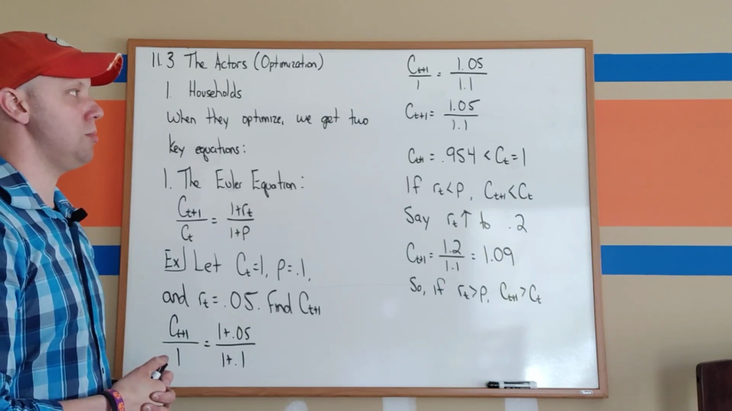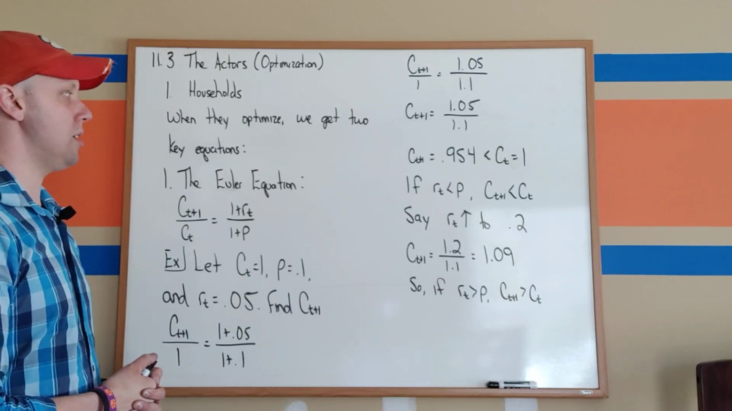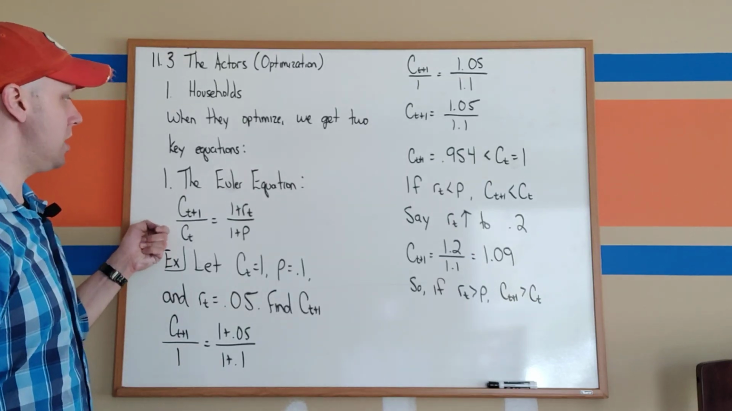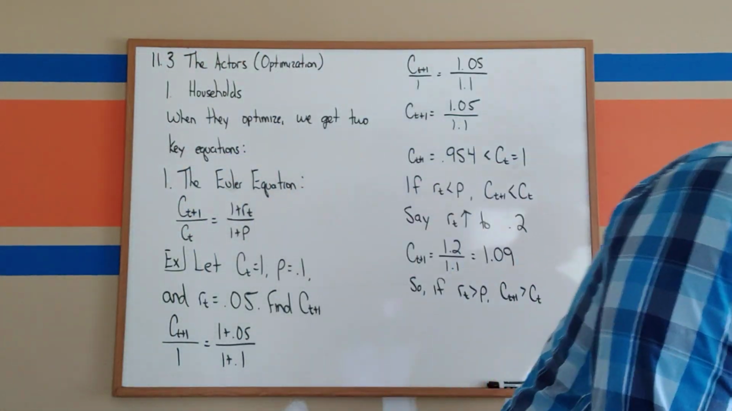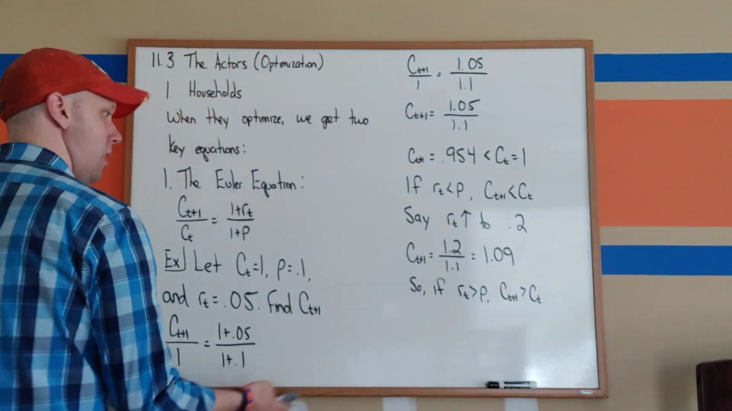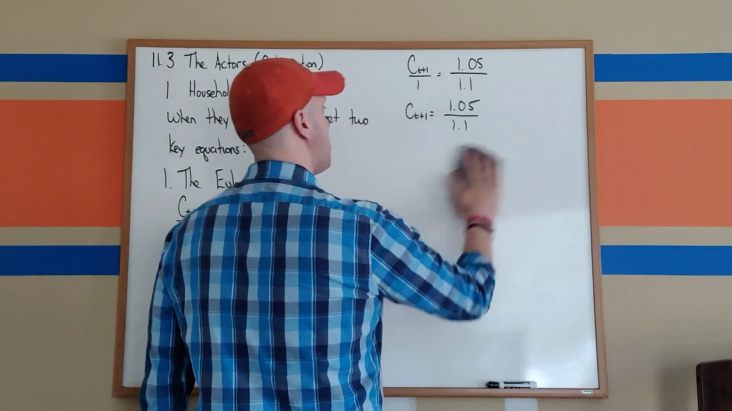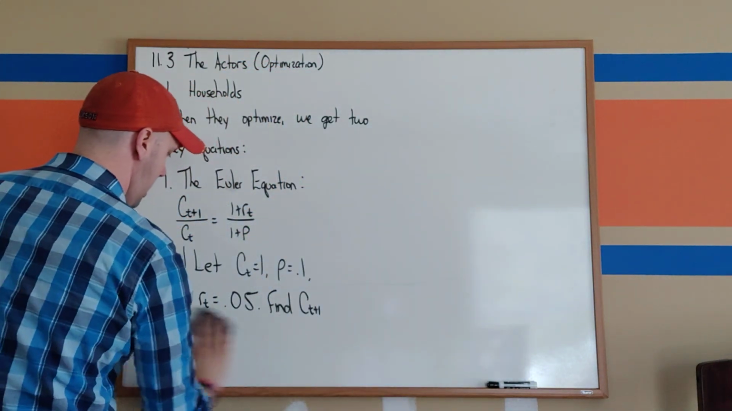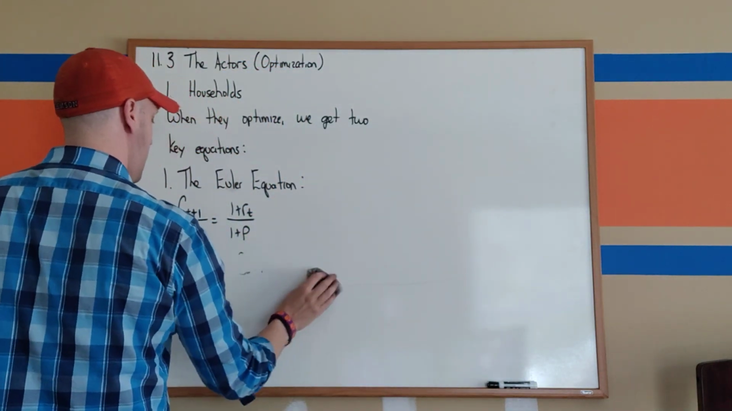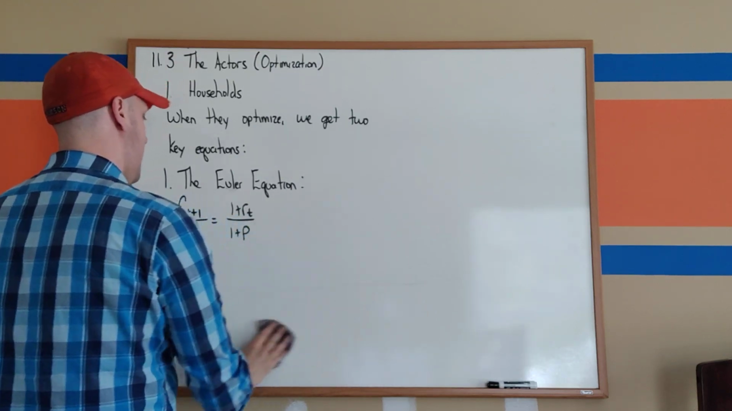But the Euler equation, as we can see, is governing how we want to consume over time. Do I want to consume more tomorrow than I do today, or do I want to consume more today than I do tomorrow? This equation gives me that. So the Euler equation describes how the household consumes and saves, and it does so based on the interest rate, which is equal to the marginal product of capital.